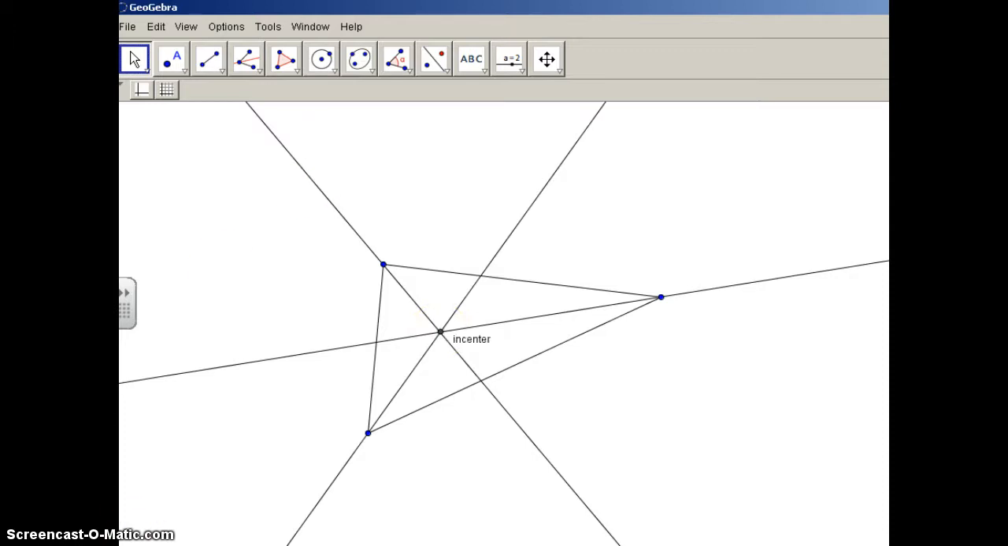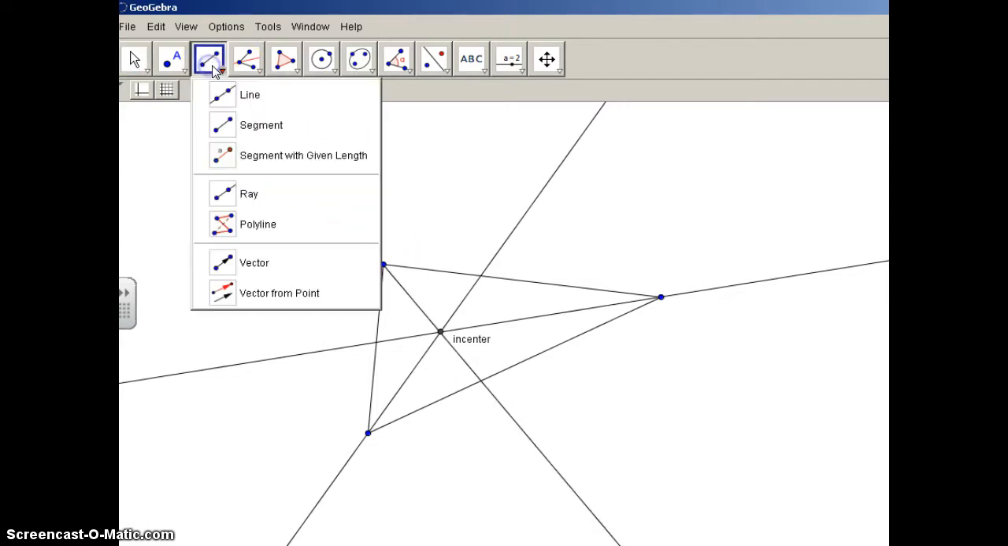Now, we know that any point that lies on the angle bisector is equidistant to the sides of the angle. And in this case, the incenter, which is the point that lies on every angle bisector, is going to be equidistant to each side of the triangle. Also remember that a distance is measured using the perpendicular segment from the point to the line.